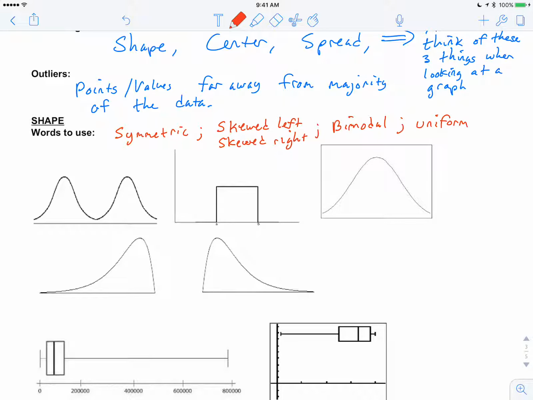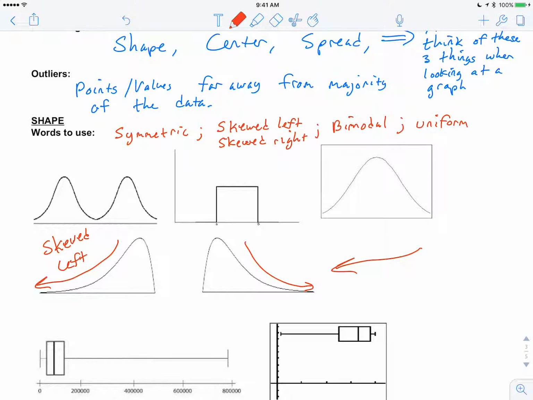Uniform, all. Very obvious what that looks like in the graph. In terms of skewed left, skewed right, when you're looking at skew, the name of the skew is where the tail is at. So let's turn our direction down to these two graphs. If you'll notice that one tail goes off to the left here, and then one goes off to the right here. This is going to be your skew left, or skewed left.